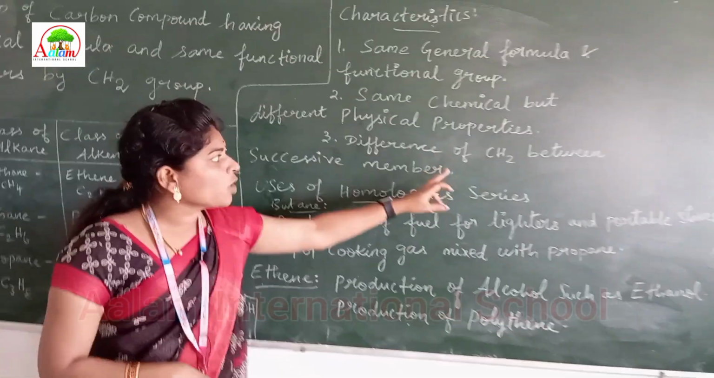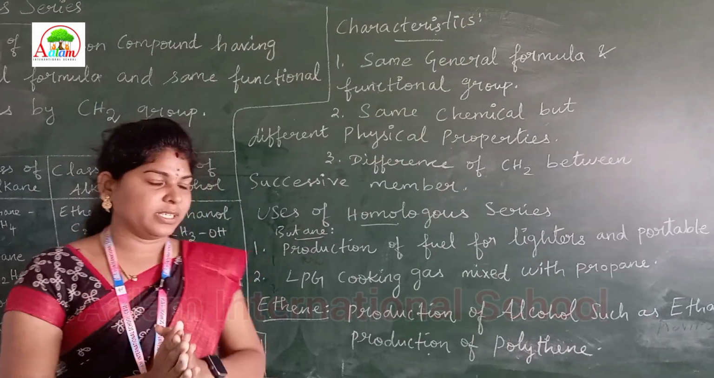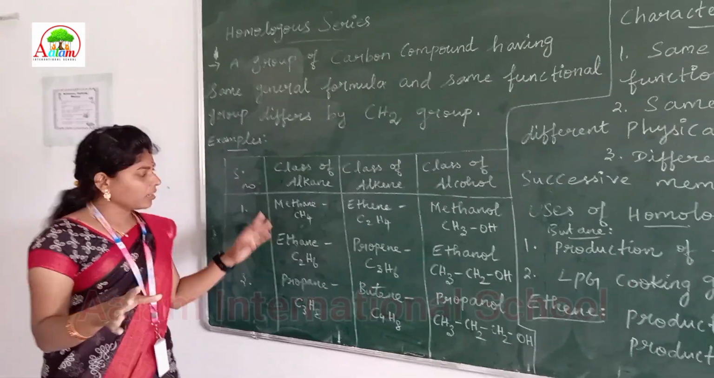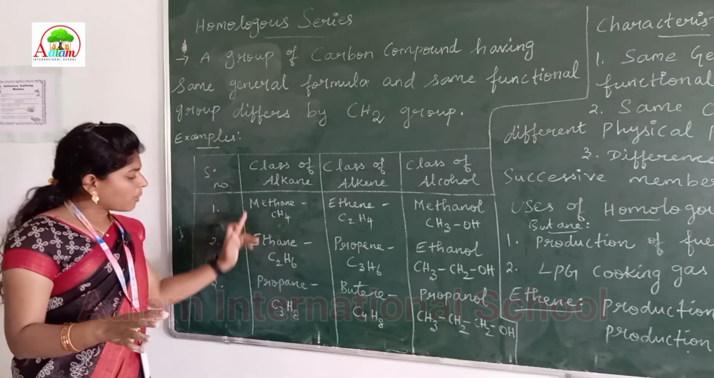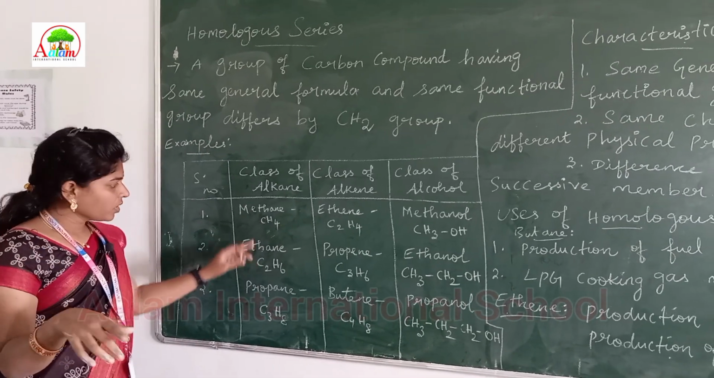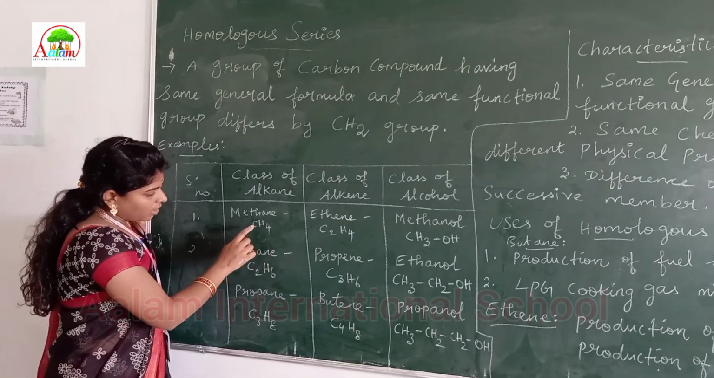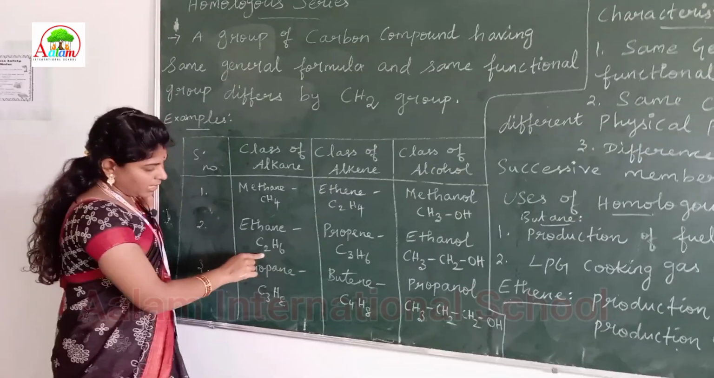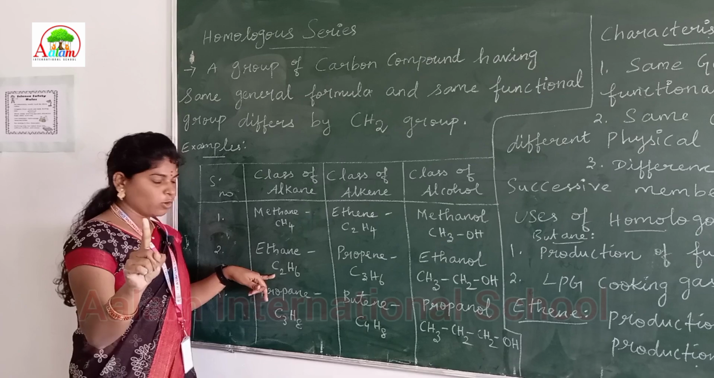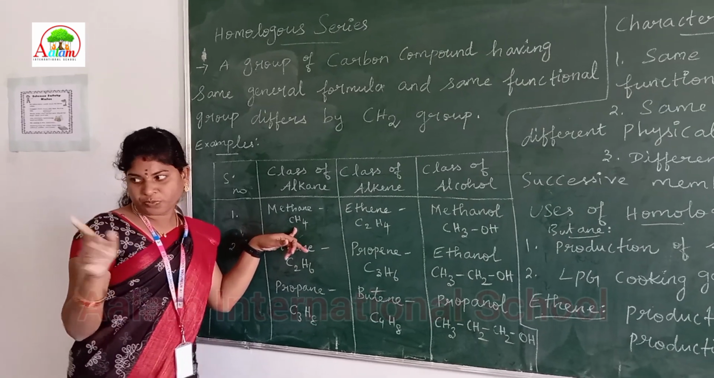Third, difference of CH2 between successive members. The third characteristic represents a difference. Difference in the sense we have to subtract. So from methane to ethane, if you subtract the molecular formula, our answer will be CH2. Look here: CH4, here C2H6. Here C is 1 and here it is C2. From C2, if you minus 1 C, we will get one more C. From H6, if you minus H4, we will get H2.